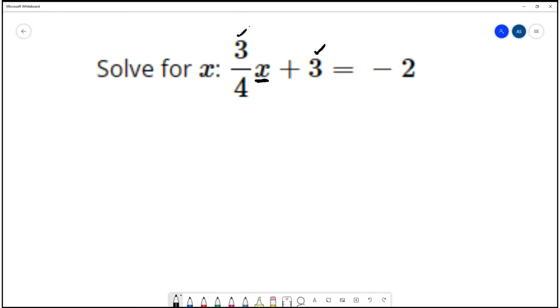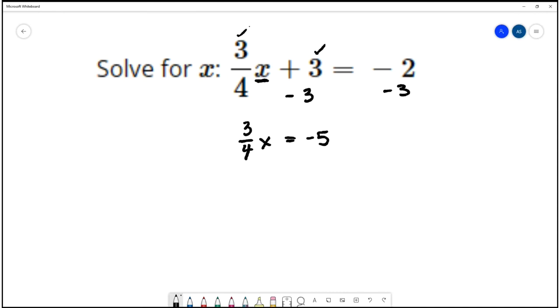We're going to move 3 first by subtracting 3 on both sides. This gives 3/4 x equals -2 plus -3, which is -5. On the left-hand side, we have 3/4 x because 3 minus 3 is 0, and that's how we moved that 3 to the other side.